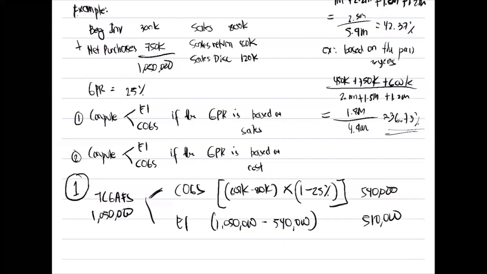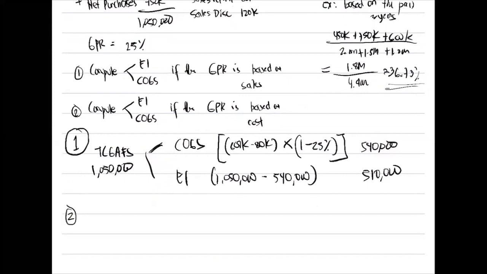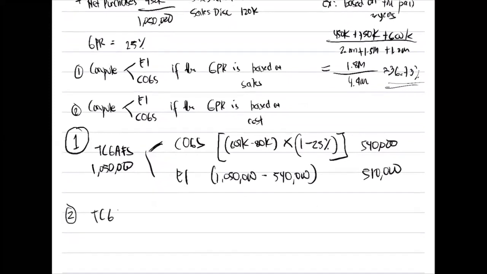We just, again, get first for a GPR. If the GPR is given, no problem. Okay? So, that's it for number one, if the GPR is based on sales. Let's proceed to number two. Our total cost of goods available for sale, again, is 1,050,000. So, here, we again get for our cost of goods sold and our ending inventory.